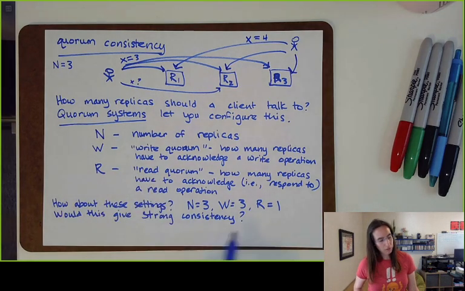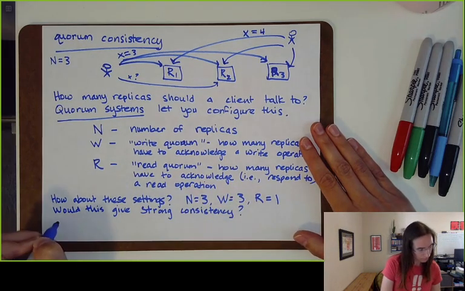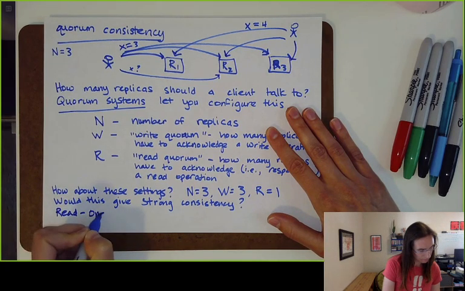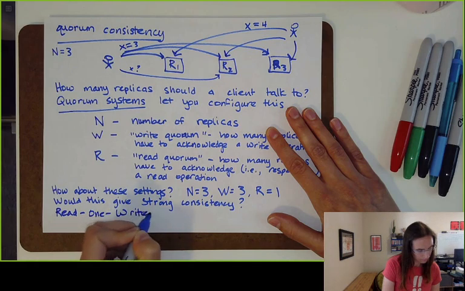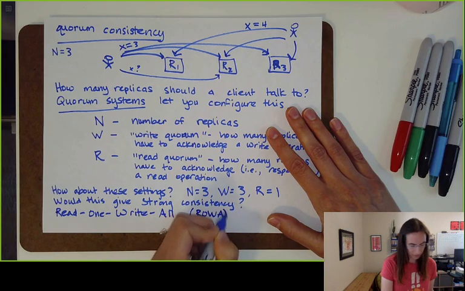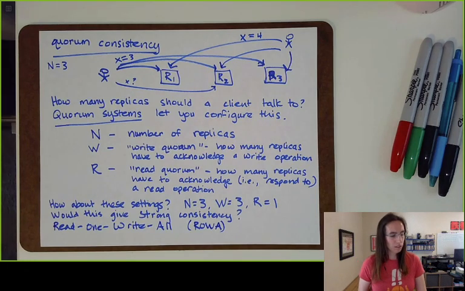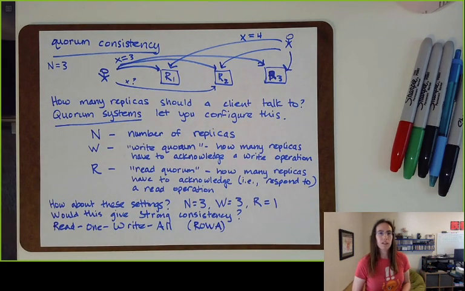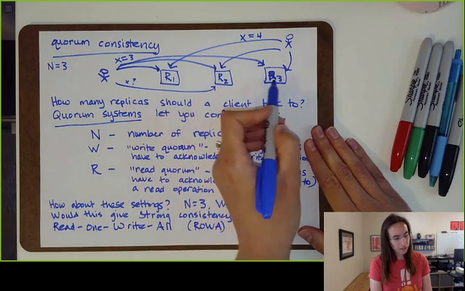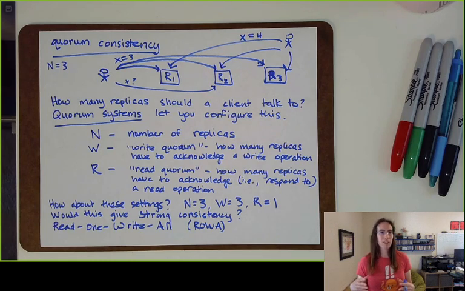This quorum approach has a name: it's called read one, write all, or ROWA for short. This kind of approach could still lead to a situation in which you don't have strong consistency. The three writes would need to occur as a transaction that gets ordered in a particular way in order for this approach to actually give you strong consistency.